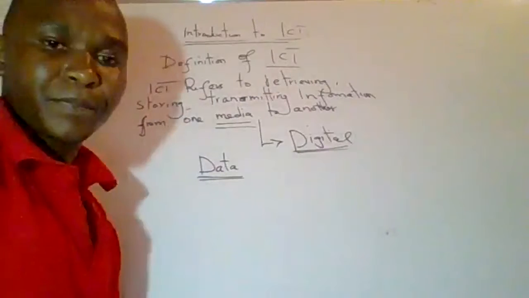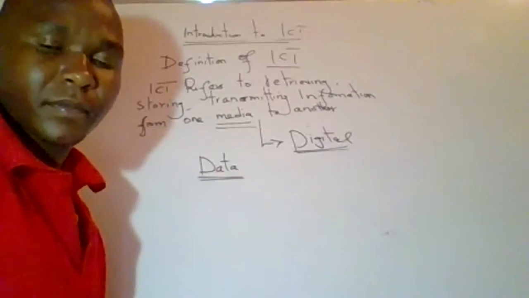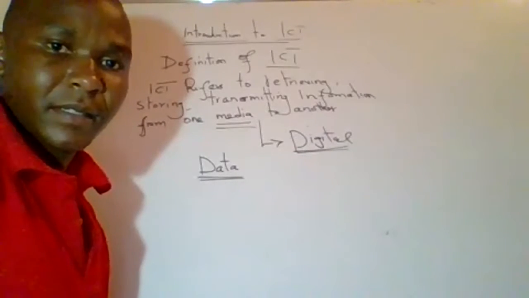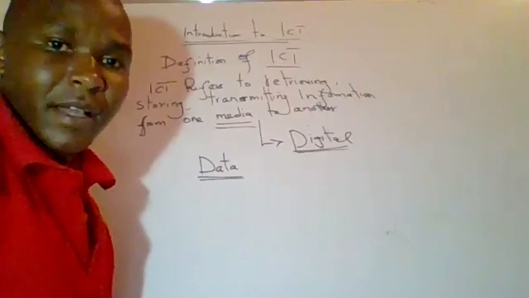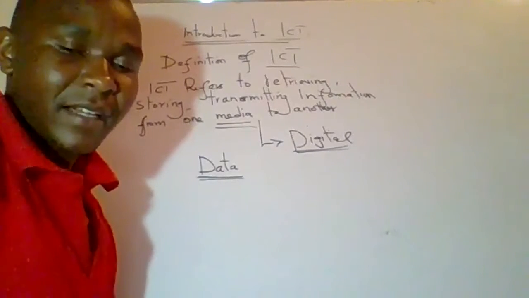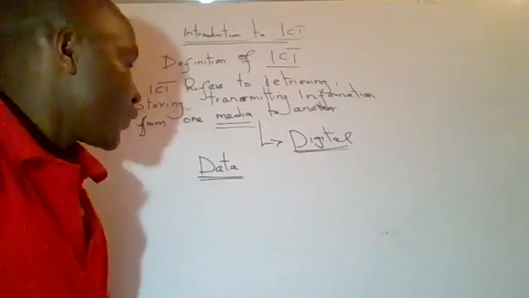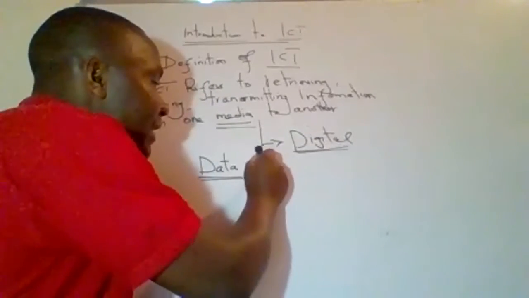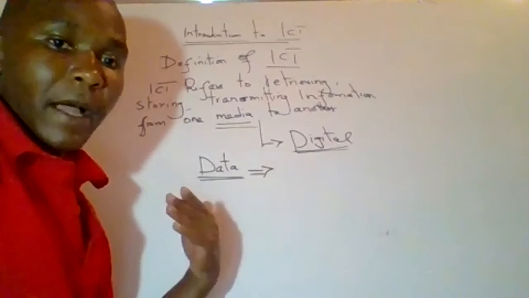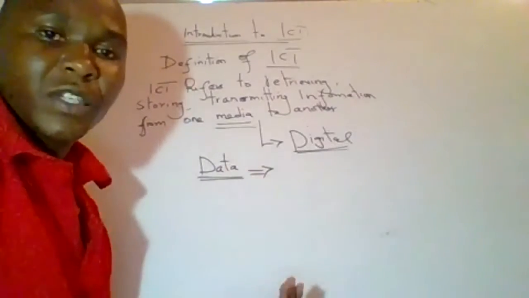So what is the data? What is the data? Data. Yes. I think the receiving of information. Receiving of information. So data, when we say data, so data is a kind of what? A raw fact or something that you need to process to give you the meaningful information.